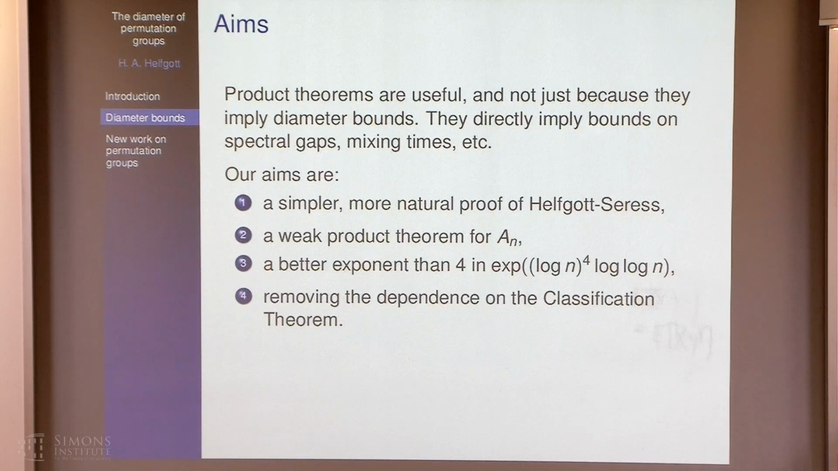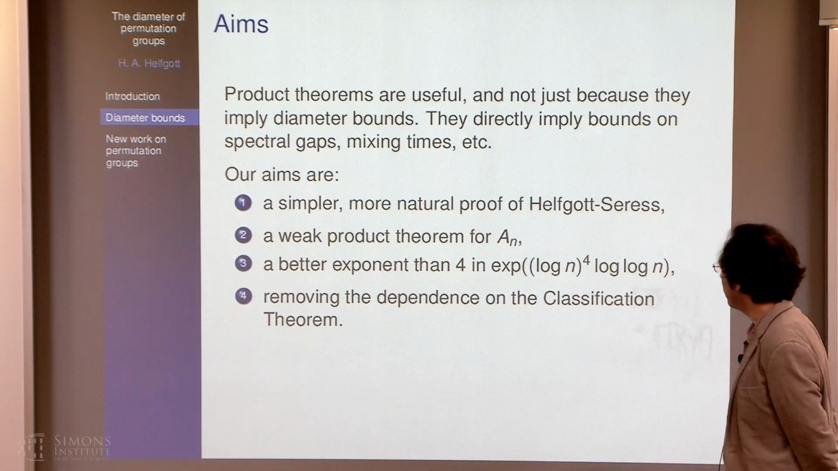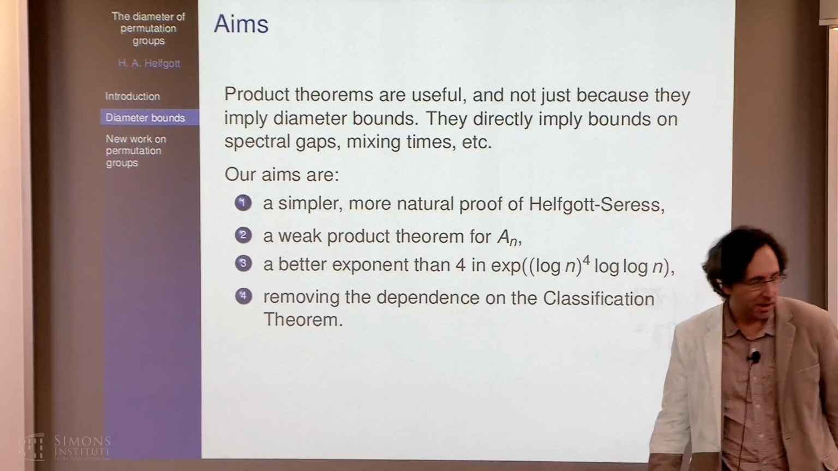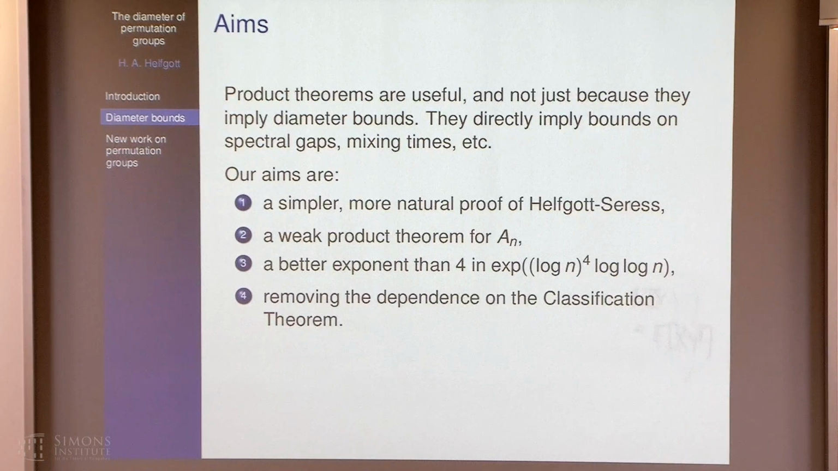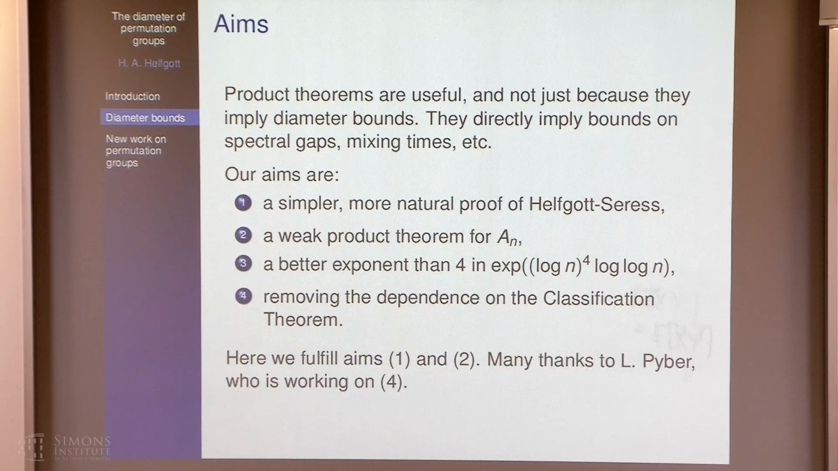The aims here, in general, are first to give a more natural proof of Helfgott. That was a long paper, and I'm not sure how many people have actually read it thoroughly. And also, I would like to be able to give a weak product theorem. Weak because a strong one would not be true. I would also like to lower 4, and I would also like to remove classification. I should say that not all of these aims are fulfilled yet. I will be talking today about 1 and 2. 3 is in progress. We shall see how it goes. And Pyber is working on 4.